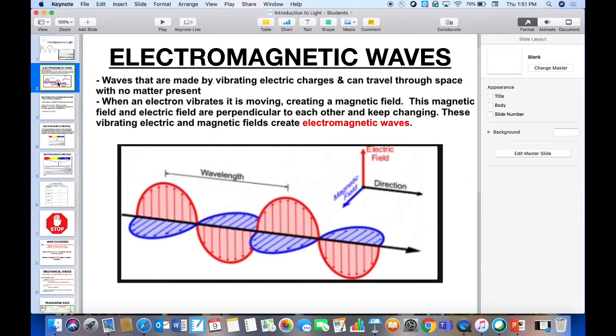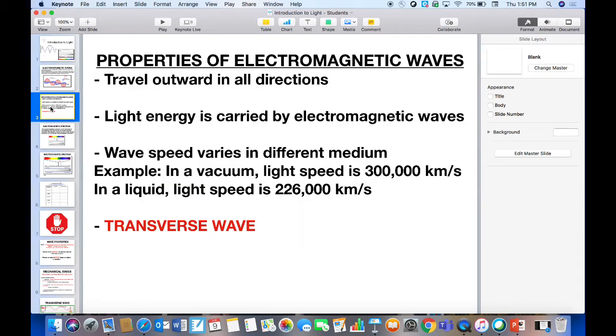So just take a look at that diagram that I have in front of you. The blue would be the moving magnetic field. That moving magnetic field is perpendicular to that moving electric field. And that moving, again, electric and magnetic fields is what is generating the electromagnetic waves. Waves that can travel through space with no matter present.